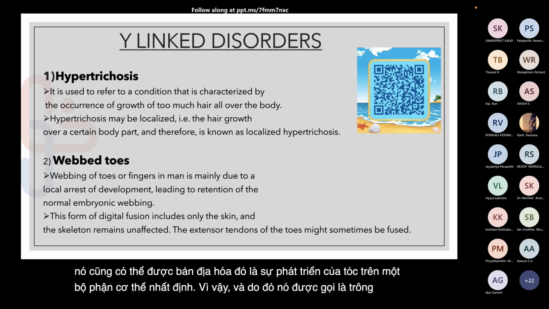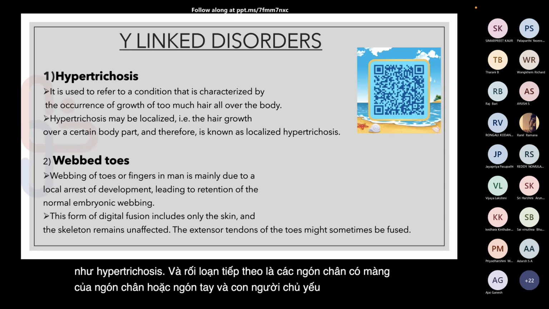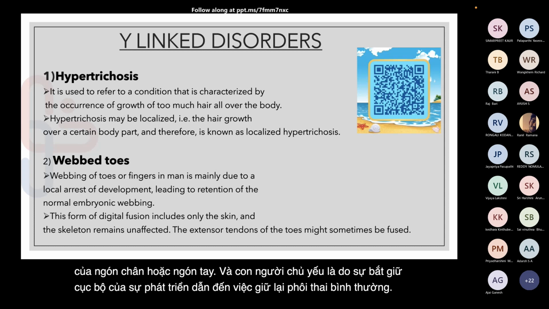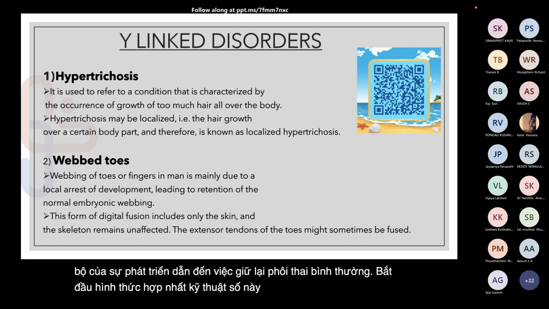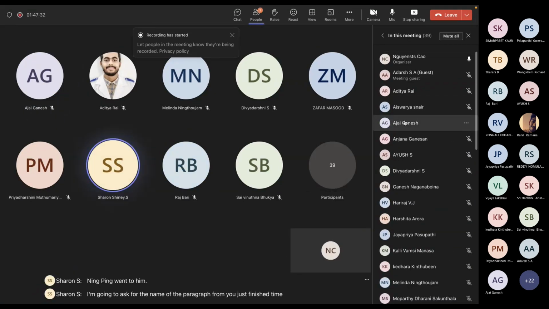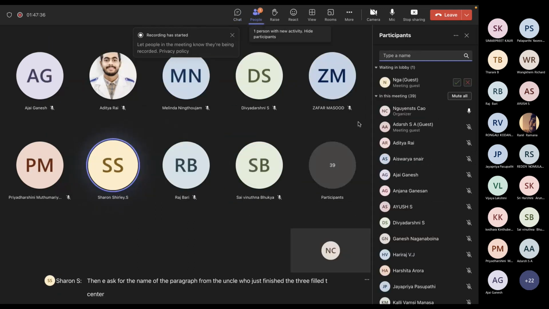And the next disorder is webbed toes. Webbing of toes or fingers in man is mainly due to a local arrest of development, leading to retention of the normal embryonic webbing. This form of digital fusion includes only the skin, and the skeleton remains unaffected. The extensor tendons of the toes might sometimes be fused. The extensor tendons are the small tendons that are located beneath the skin.